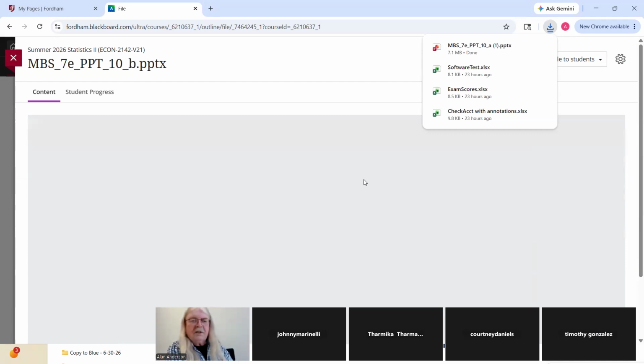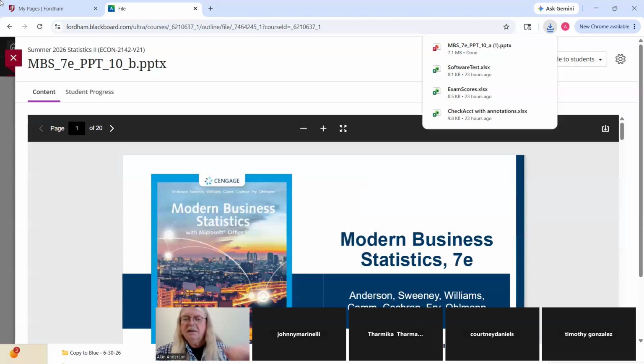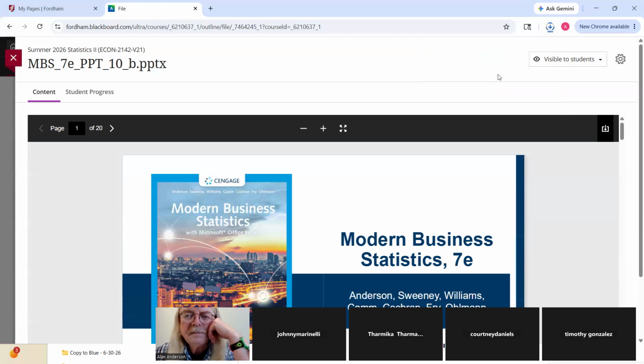Hold on. This thing is being very stubborn. Once it lets me get all the stuff open, we can get started. There we go. Okay, so let me get those open.